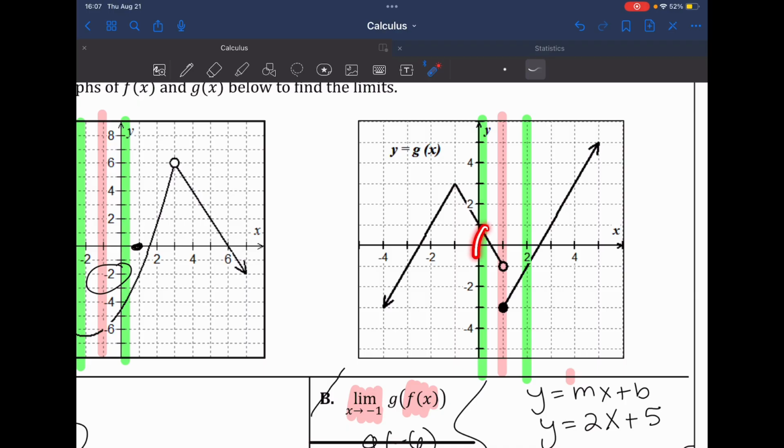On the left, that's this function. I notice that this is getting closer to the pink line, that this is actually approaching -1. But on the right side, as this one's getting closer to the pink line, this one's actually approaching -3. Since -1 and -3 are not the same number, the limit of g of x does not exist.